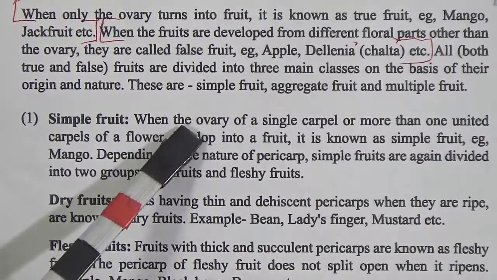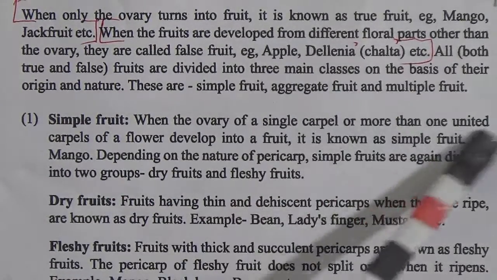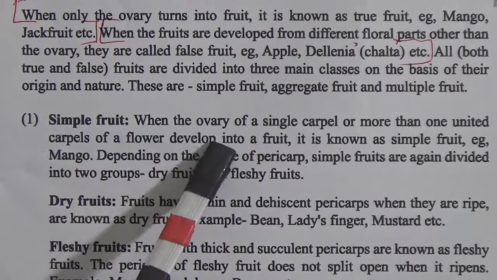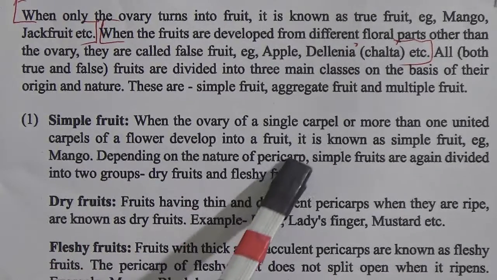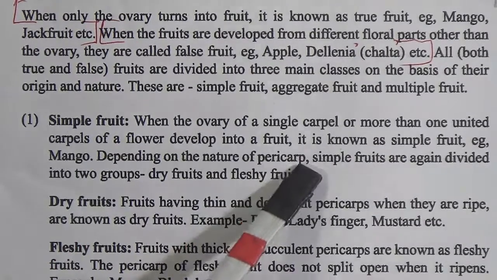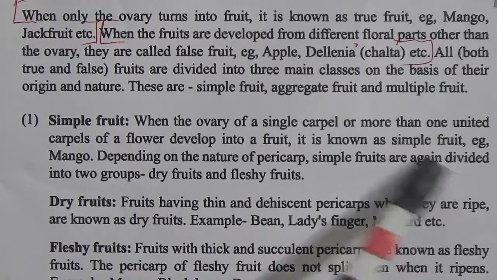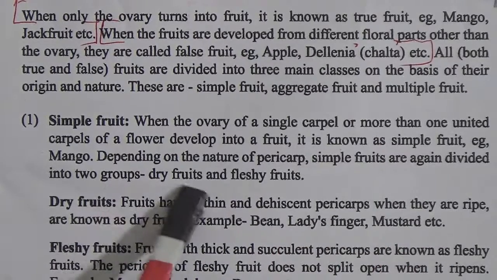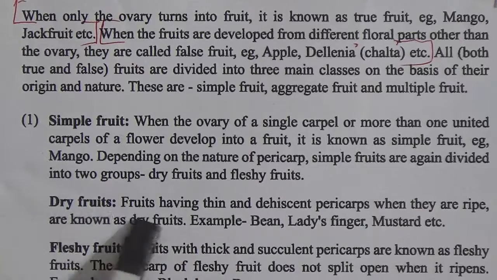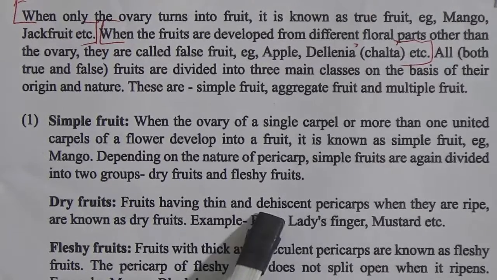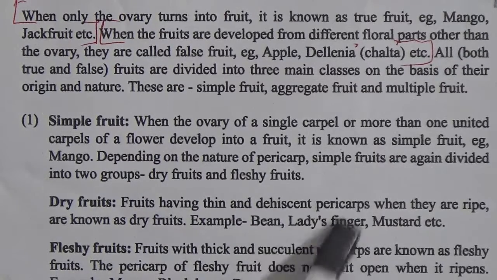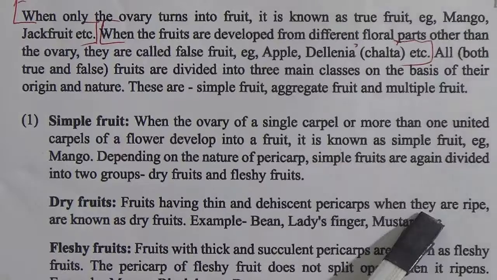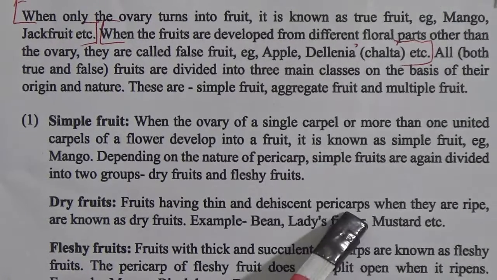Come to simple fruit. When the ovary of a single carpel or more than one united carpel of a flower develops into a fruit, it is known as a simple fruit. Example: mango. Depending on the nature of the pericarp, that means whether it is juicy or not, simple fruits are again divided into two groups: dry fruits and fleshy fruits. Dry fruits are those having a thin and dehiscent pericarp when ripe, like beans, lady's finger and mustard. We already said that vegetables like beans are also fruits.